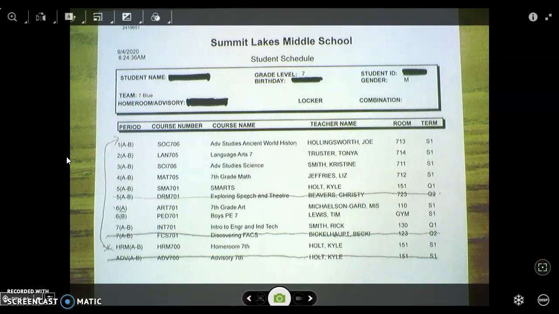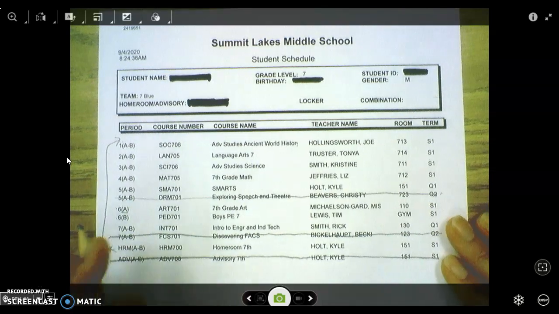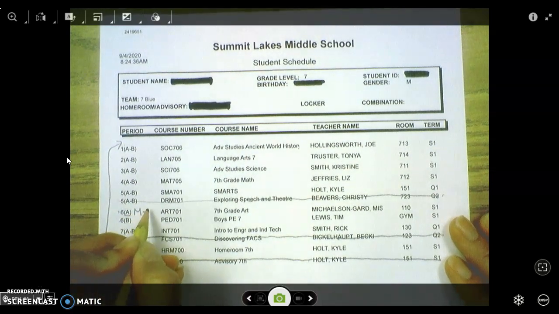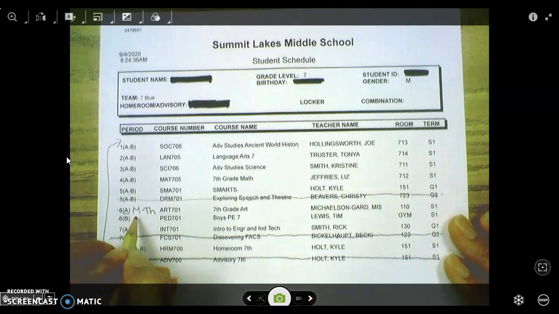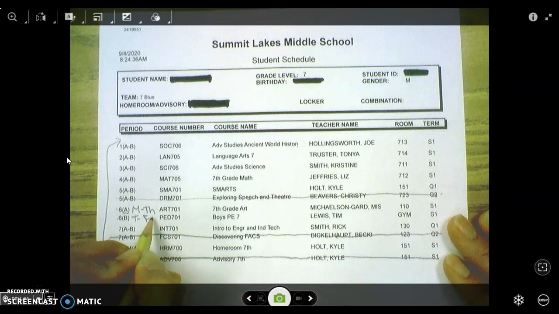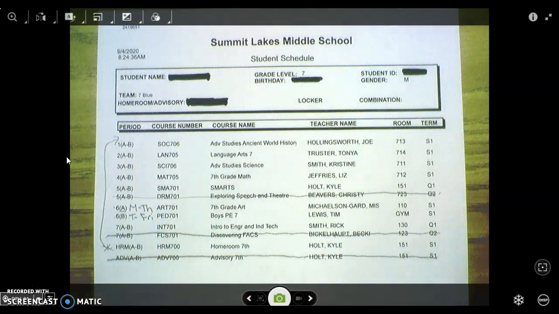In our virtual world, you will have your A class on Mondays and Thursdays, and you will have your B class on Tuesdays and Fridays. This means that on the first day of school, on Tuesday, you're going to log into your B class, which for 7th graders will be PE, when you have your Google Meet on the hour, whatever hour you have that particular class.